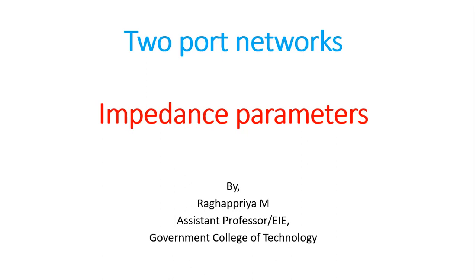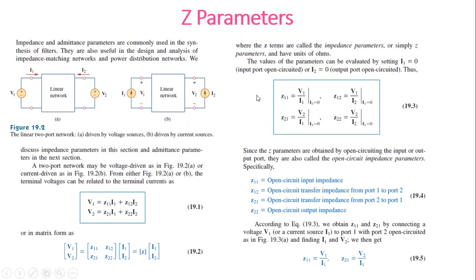In this lecture, we are going to discuss the concept of impedance parameters, which are related to two-port networks. Impedance parameters are also termed Z parameters. We know that impedance is denoted by the term Z, so they are also called Z parameters.